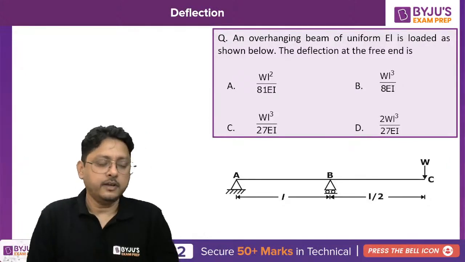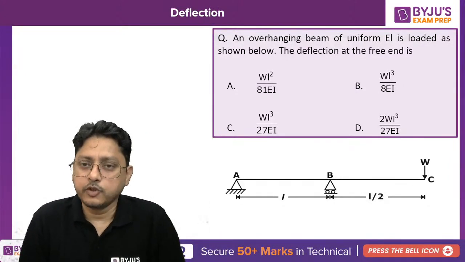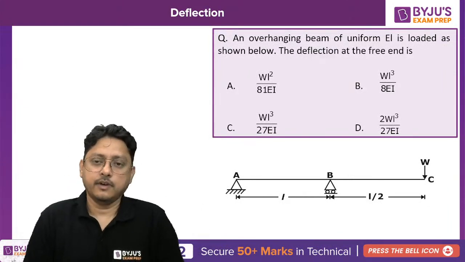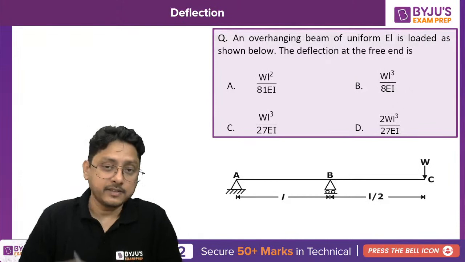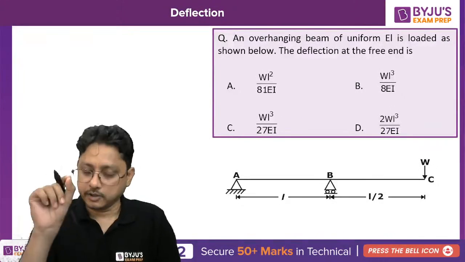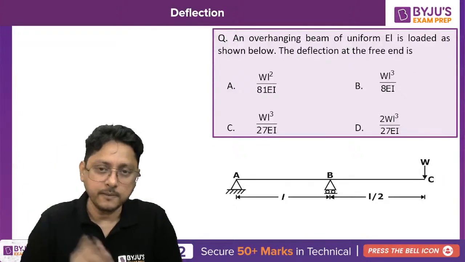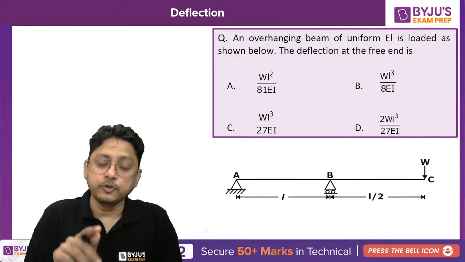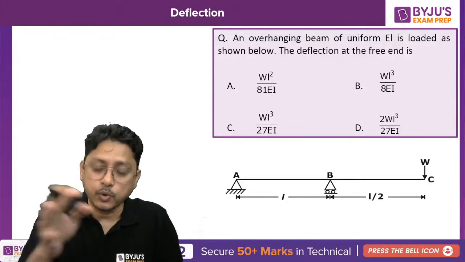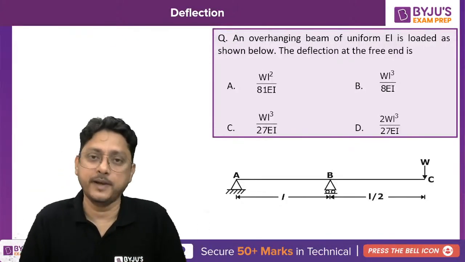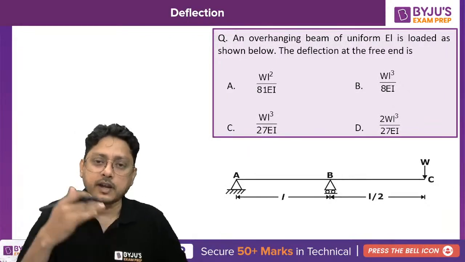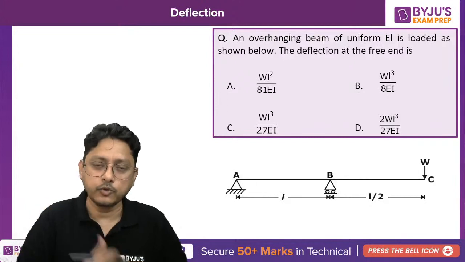Going to the next problem. Suppose this is the problem here. An overhanging beam of uniform EI is loaded as shown below. The deflection at the free end is? How will you calculate the deflection at the free end? As I told you, you should remember the standard slope and deflection formulas for standard loading. But at the same time, you should practice the questions to understand how one will approach, what kind of deflected shape you will get due to the load. If you are missing the approach, just remembering the formula is not going to help you.